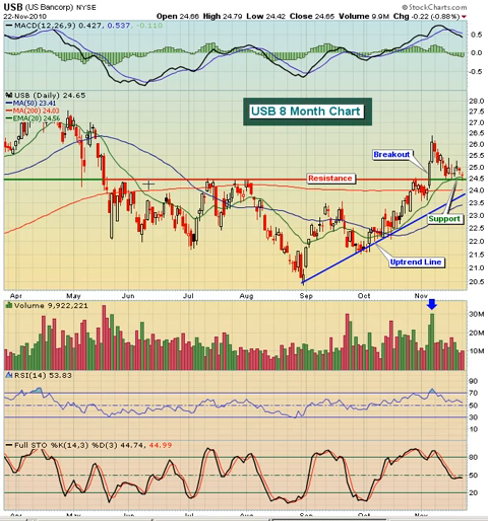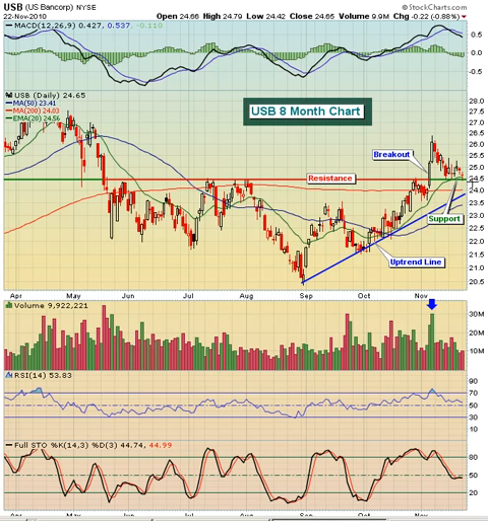If you go back, you can see that USB tried on many occasions to get through $24.50, couldn't do it, and then finally early in November did, with increasing volume. So it was a huge volume breakout to the upside, and then we pulled back on lesser volume and tested the area of the breakout.